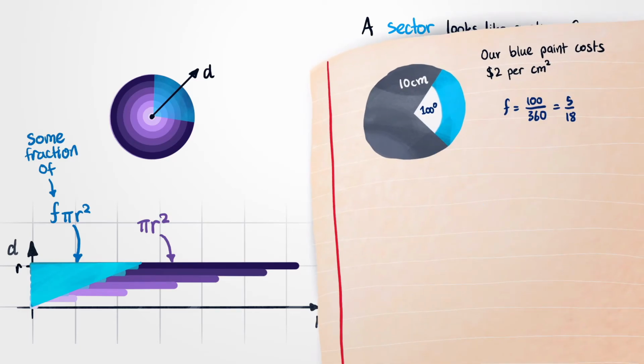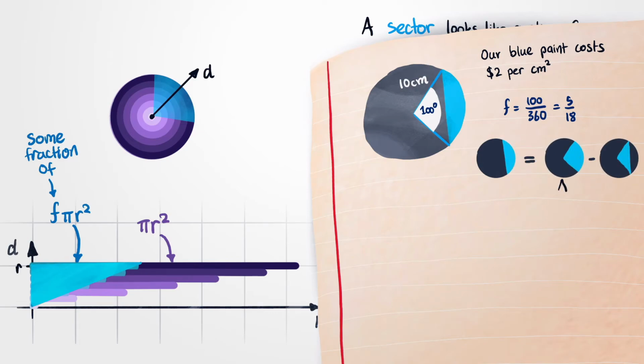Suppose that we decided that the blue paint was way too expensive before, so we decided to paint a smaller area instead. Now we can say that the area of this segment is just equal to the area of the sector minus the area of the triangle. Let's go ahead and call this one A1 and call this one over here A2. And the area we want to find is called A.